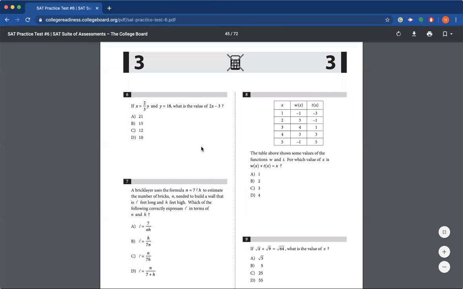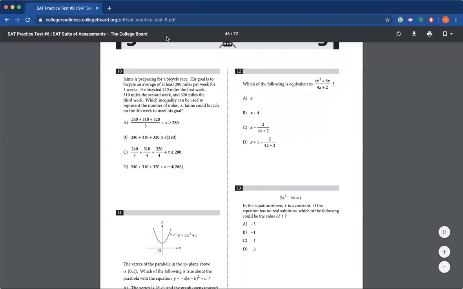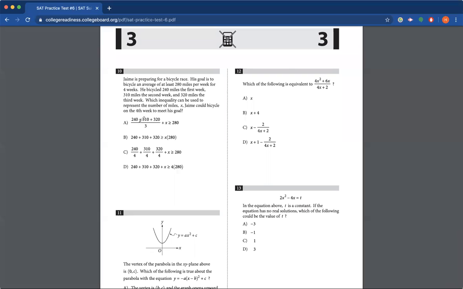Now 10. 10 was a bit tricky to explain, but I can try. I think this question is better if you don't try to eliminate the wrong answers and just try to find the right answer. So we have to understand that he wants an average of at least 280 miles per week for 4 weeks. So if he wants to bike an average of 280 miles per week for 4 weeks, then this will give the total amount of miles.